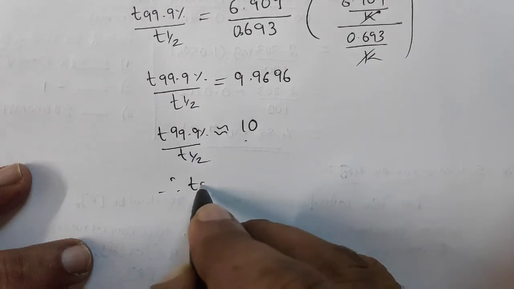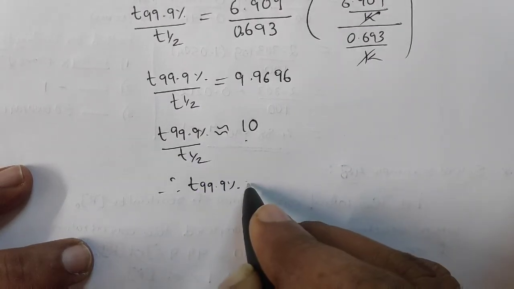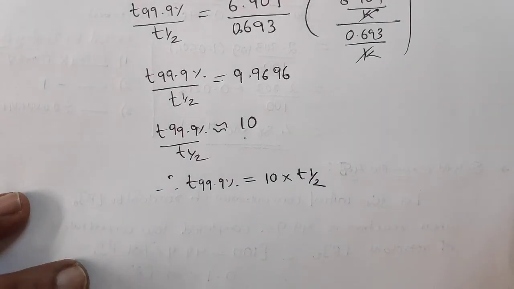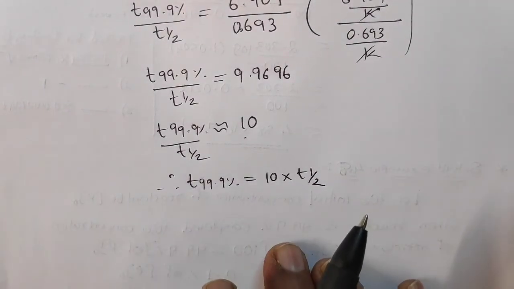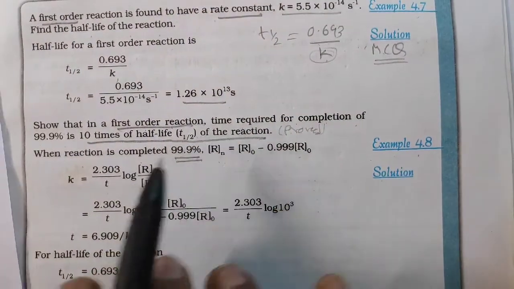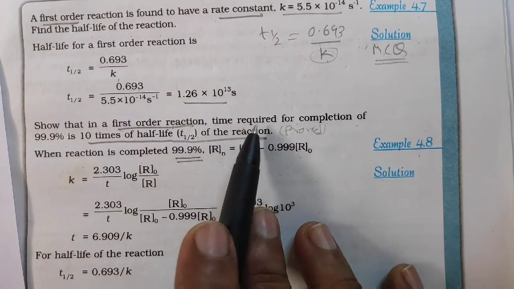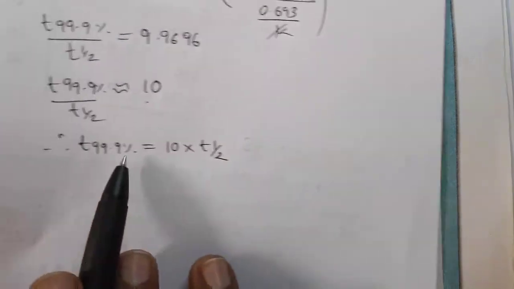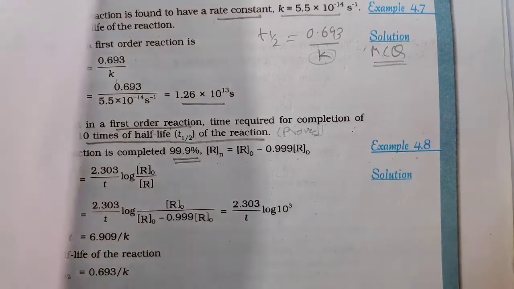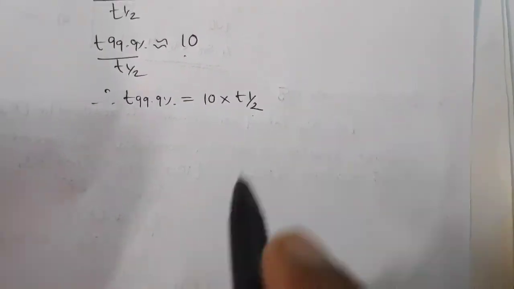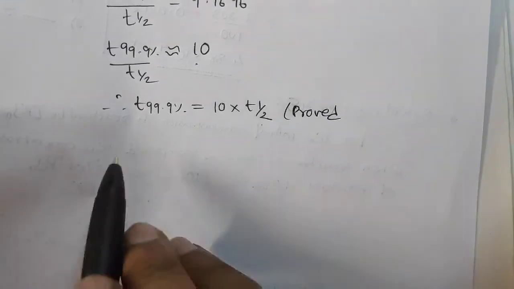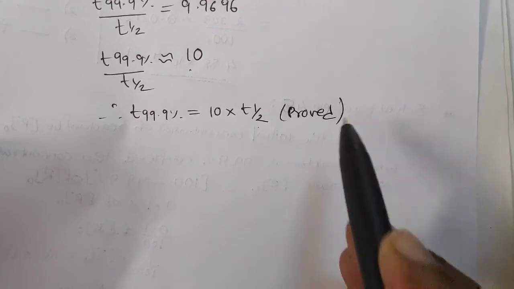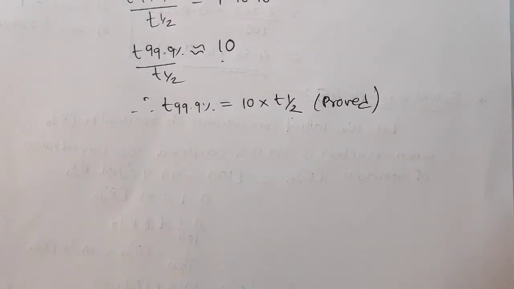So therefore t 99.9% is equal to 10 into t half. Understood? Now from the question only it will be clear. What is the question? Show that for a first order reaction the time required for completion of 99.9% is 10 times the half-life. So here 10 times the half-life, it is being proved here, right? So for 99.9%, 10 times the half-life is the reaction time. Okay, so this is the one we are talking about.